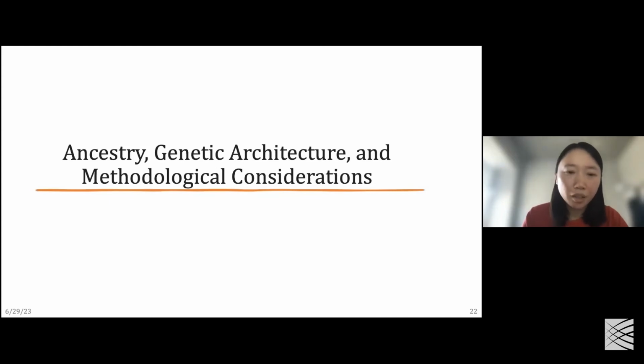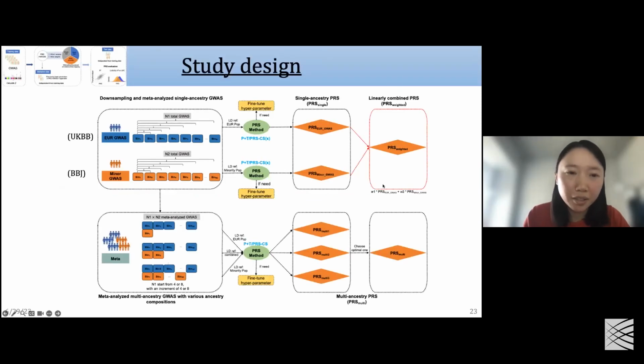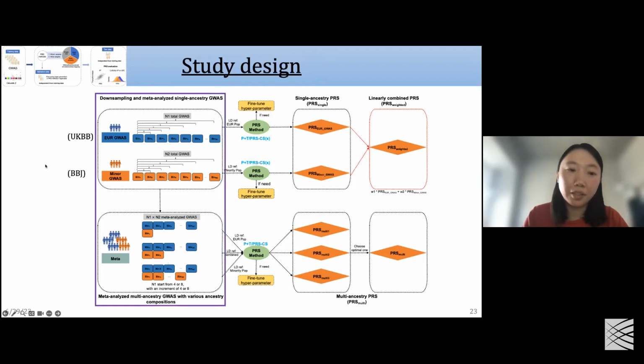Cool. So to explore how those factors affect polygenic prediction across populations, our study design follows the general PRS analysis steps we just mentioned. So first of all, we run GWAS in the discovery population. Here we focus on both single ancestry GWAS, which is performed on one ancestry, and also GWAS combining more than 2 ancestries. So for the single ancestry GWAS, we are using Europeans from UK Biobank, and the minority population we are focused on here is East Asian from Biobank Japan.